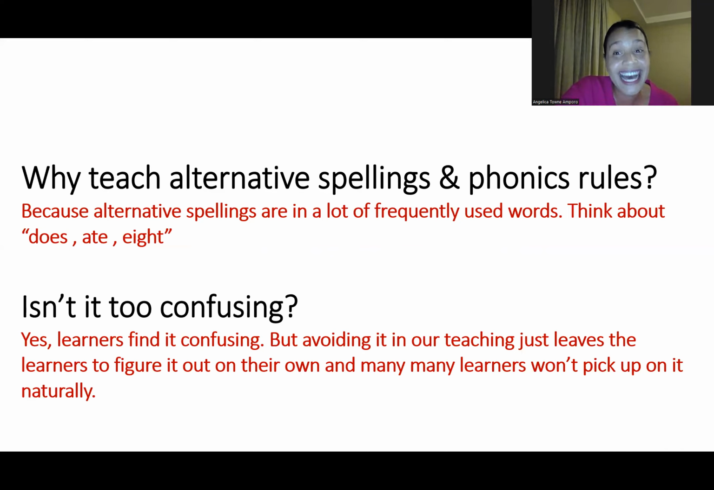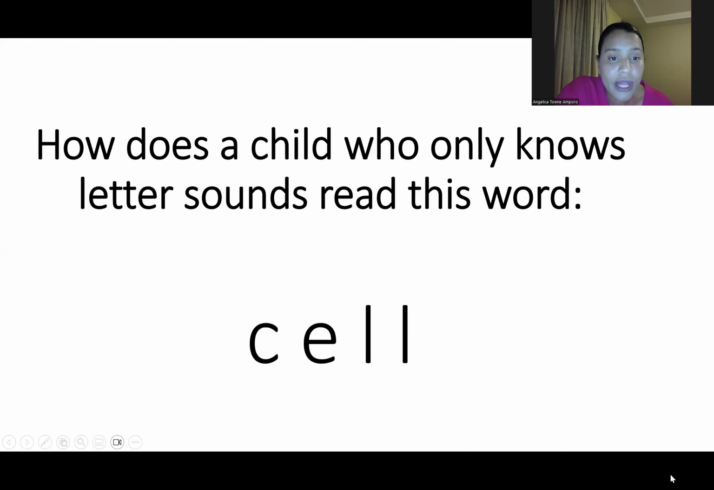Some children do. Actually, lots of children do. But studies have shown between 30 and 40% of children need to be explicitly or directly taught these rules, and they will not pick up on the patterns just from reading lots of text on their own. So, for example, how does a child who only knows the letter sounds read this word? Just think about it for yourself. How would you sound that out just knowing the letter sounds that we normally know from the ABC action chart? You would say s, eh, l. Nope. No, you wouldn't, right? You know that because you know English, right?